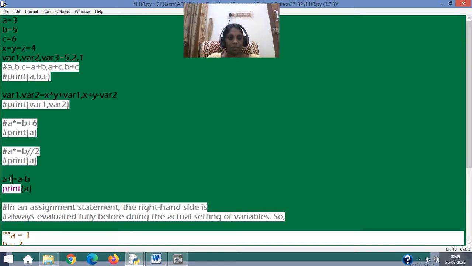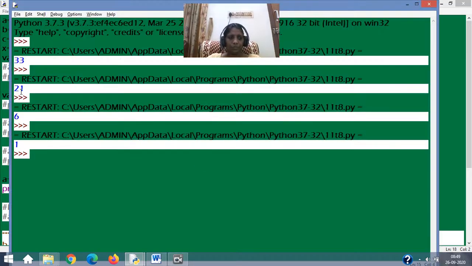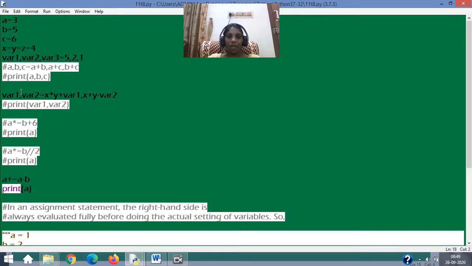So we are here with the next example, A plus equal to A minus B. Again, what evaluation is happening? A minus B is evaluated first. So now A minus B is 3 minus 5, correct? And then you have your minus 2, correct? And that is added with your 3, the existing value of A. So 3 plus minus 2 you will get 1. So this is how you should be evaluating.